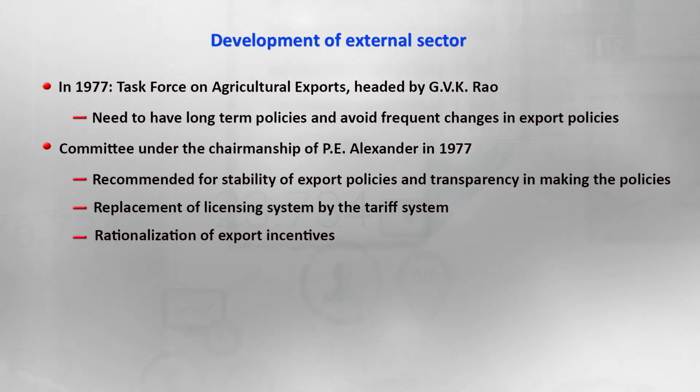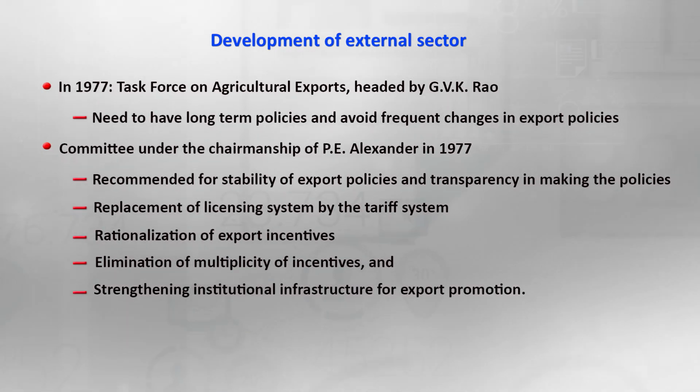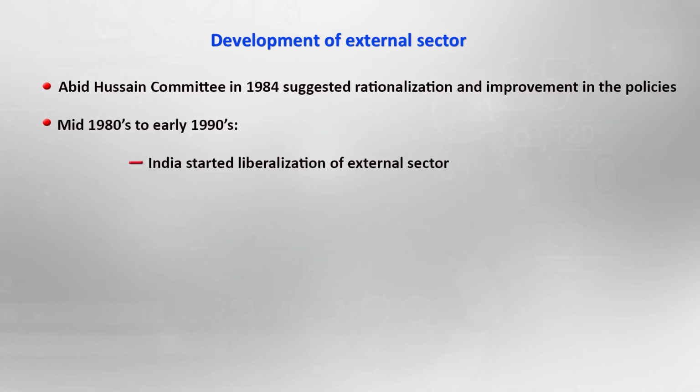And then this committee also suggested the rationalization of the export incentives and the elimination of the multiplicity of incentives. Different types of incentives were provided, so we should rationalize, and that was the recommendation. It also suggested strengthening the institutional infrastructure for export promotion in the country. Then the Abid Hussain committee in 1984 was constituted, and that again suggested rationalization and improvement in the policies.